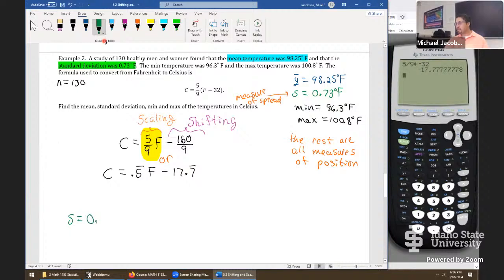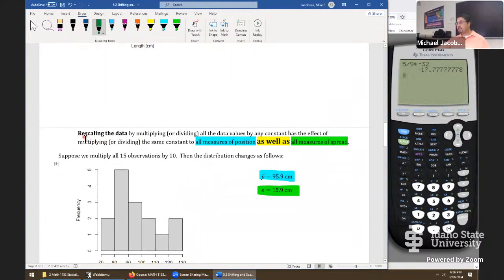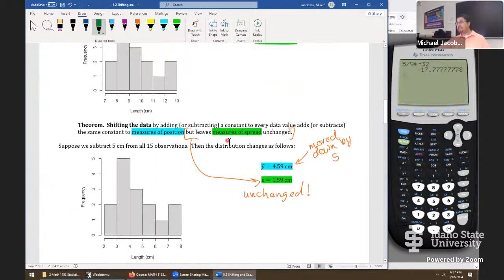So S was 0.73 degrees Fahrenheit. But we want that in Celsius, so that's where the drama starts. You might think you have to use that formula, but it's not true. It actually gives you the wrong value. And the reason is the formula involves a scaling and a shifting. Let's scroll up for just a moment. The theorem said that if you rescale the data, all measures of position as well as measures of spread are changed. You have to use the full formula. But when you shift the data, it leaves measures of spread unchanged.